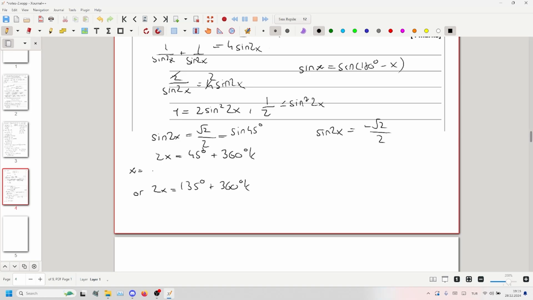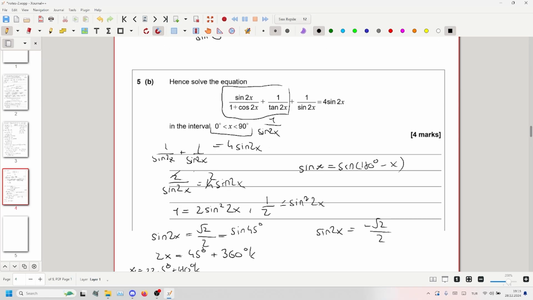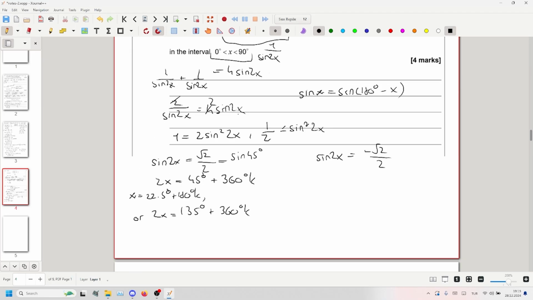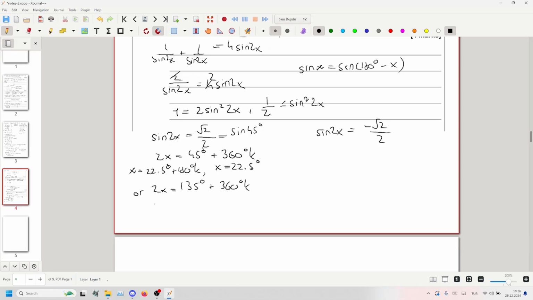So from this, we get x is equal to 22.5 degrees plus a multiple of 180k. It asks us to find a solution between 0 and 90. So from here, we get that x is equal to 22.5 degrees. From here, if we divide this by 2, we get 67.5 degrees. Of course, plus 180k, but I'm not going to write that.